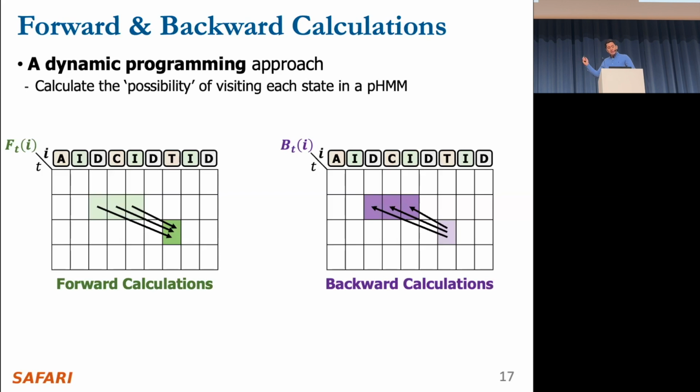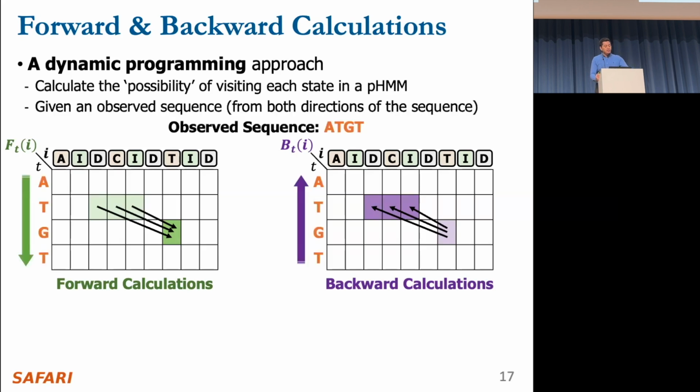So in this calculation, what we really do is calculate the possibility of visiting each state in the PHMM, right? We have these states over here, given an observed sequence from both directions. Essentially, if our observed sequence is ATGT, in the forward calculation we process the characters from start to end, and in the backward calculation, we process the sequence from back to front.